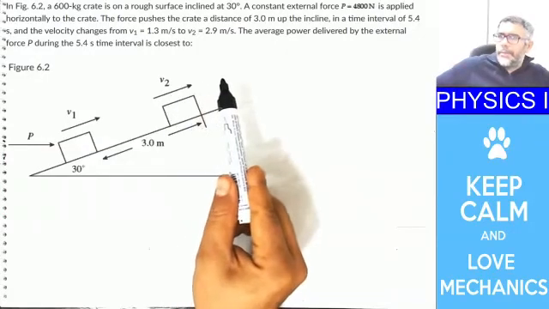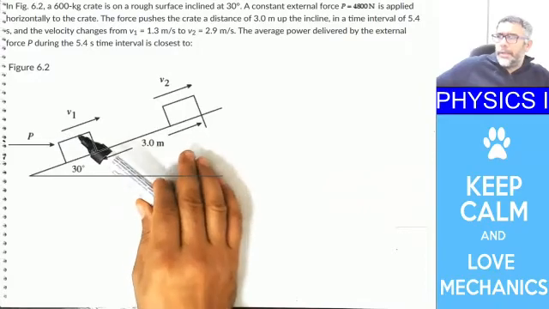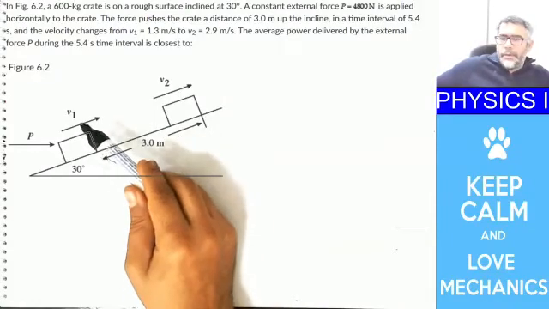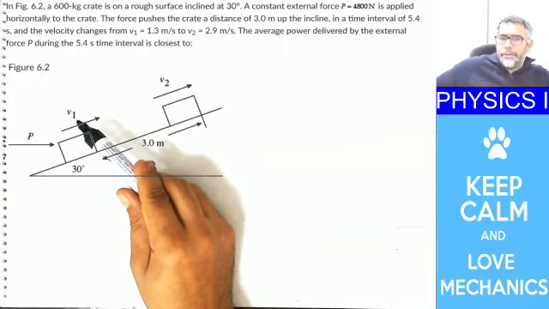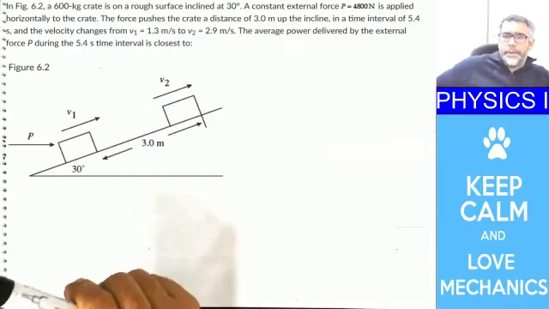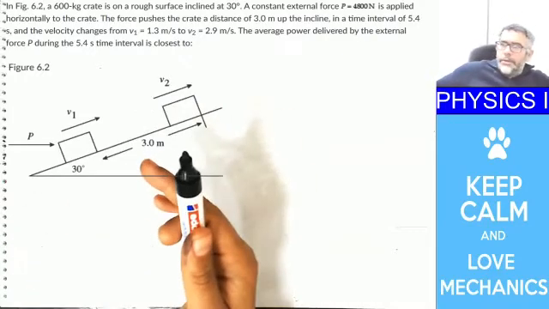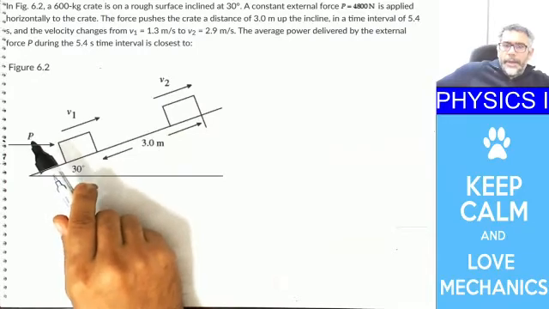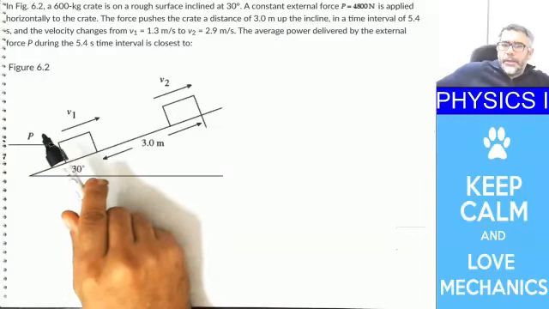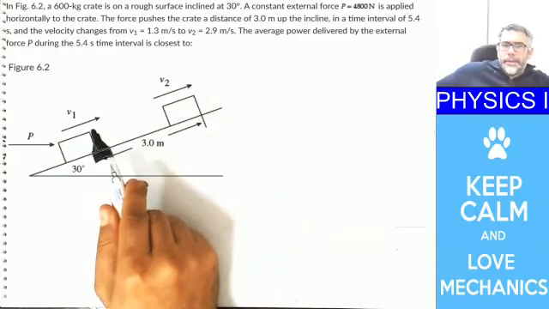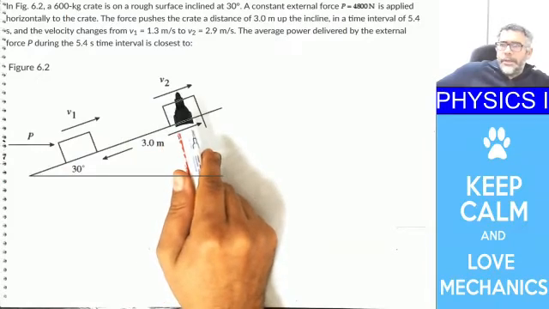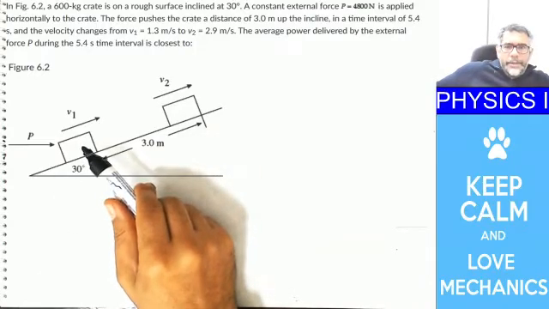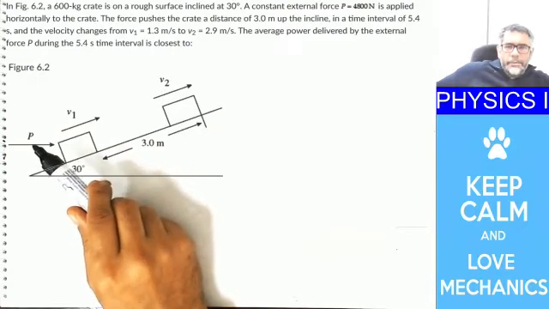And the question is, what is the power delivered by the external force P during a time interval of 5.4 seconds, the time it takes to go from velocity v1 to v2. Solving this problem requires finding the work provided by this force P to this block that goes upwards on this incline. You only have to find the work done by P.